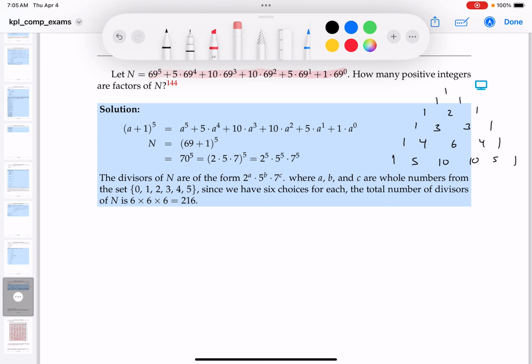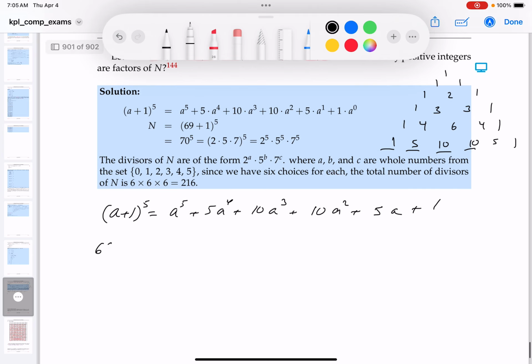So let's write (a + 1) to the 5th power down. That's going to be a^5 + 5a^4 + 10a^3 + 10a^2 + 5a + 1, using these coefficients. All right? So let's write down what (69 + 1) to the 5th power would look like: 69 to the 5th power, plus 5 times 69 to the 4th power, plus 10 times 69 to the 3rd power, plus 10 times 69 squared, plus 5 times 69, plus 1.